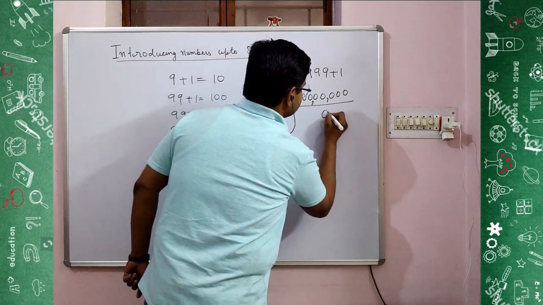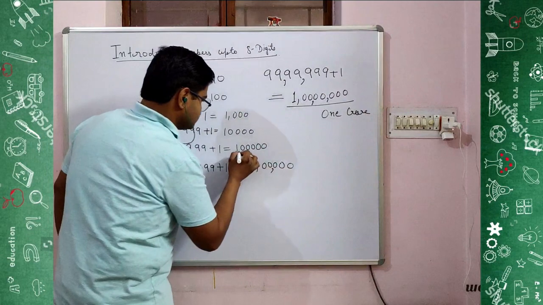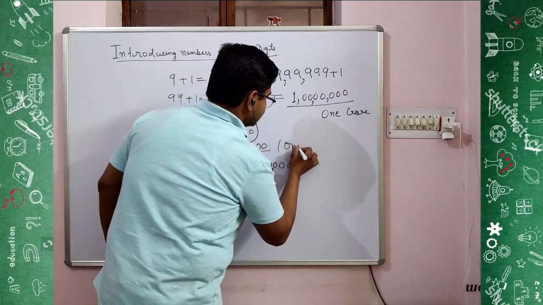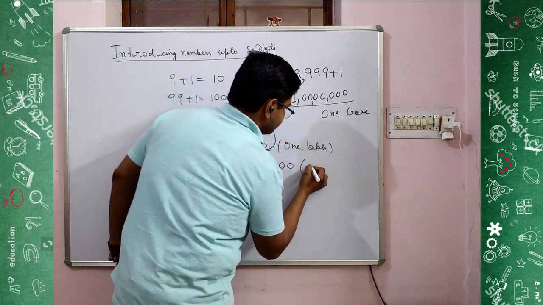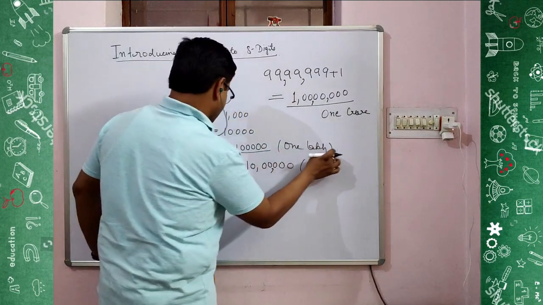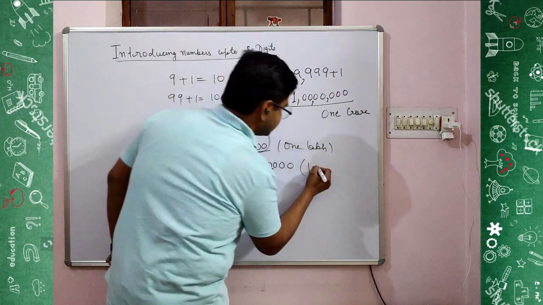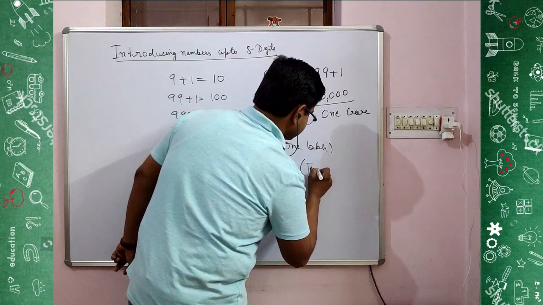So this is your 1 crore, and this is your 1 lakh, and this was your 10 lakhs.